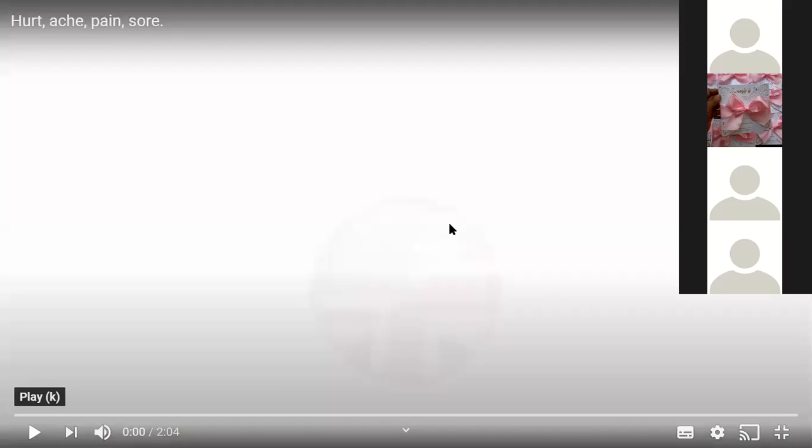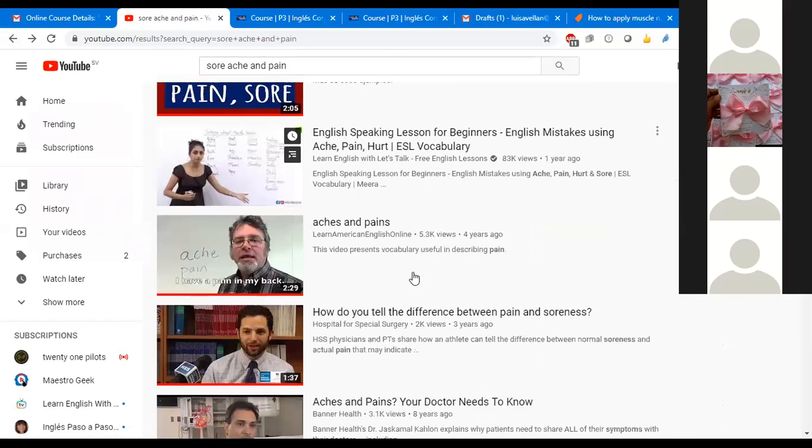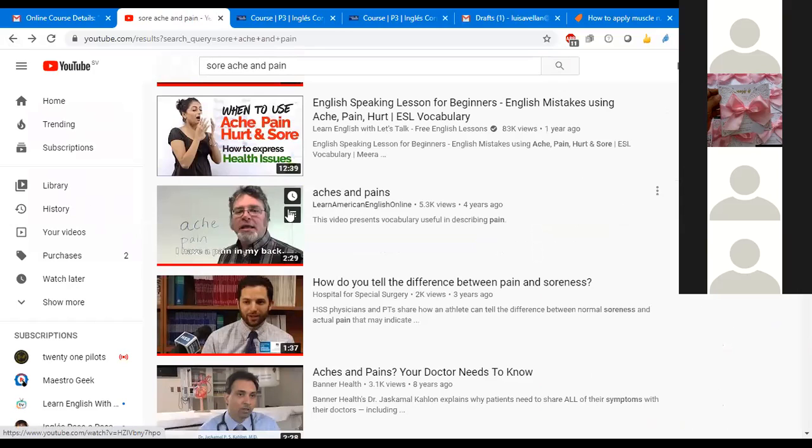Okay. So this is one way to see how they are used. There is not a specific rule, no hay una regla específica, right? But you can see the different forms. Sometimes they are verbs, sometimes they are nouns, sometimes they are like adjectives. Okay, this is another one.